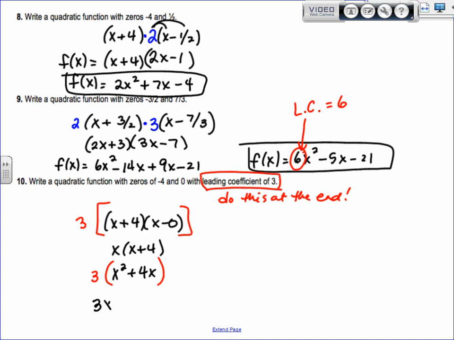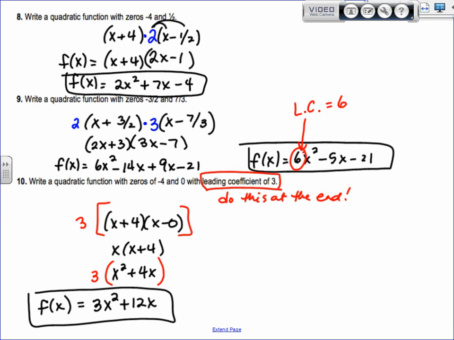So you're going to have 3x squared plus 12x. Don't forget to multiply it into the second thing as well. Multiply it in everywhere. So 3x squared plus 12x. So if you factored it, you would get solutions of -4 and 0.